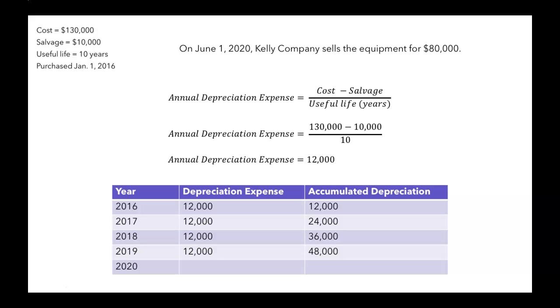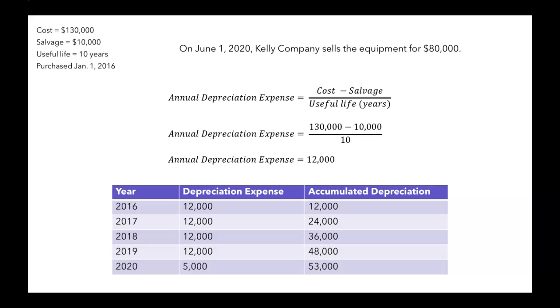Now in 2020, it's only been a few months, right? We only had it through May, so we had it for 5 months. So we'll take that $12,000 and multiply it by 5 over 12 to see that our depreciation expense in 2020 should just be $5,000. So then what would our accumulated depreciation be at the point of this sale? $53,000, right? We were at $48,000. We depreciated another $5,000, taking us up to $53,000 worth of accumulated depreciation.